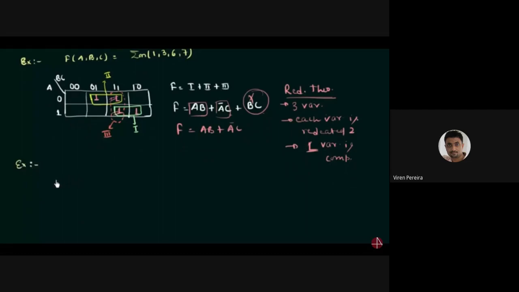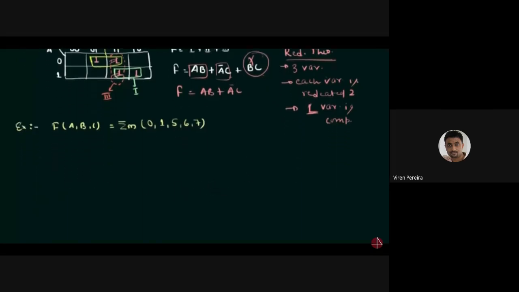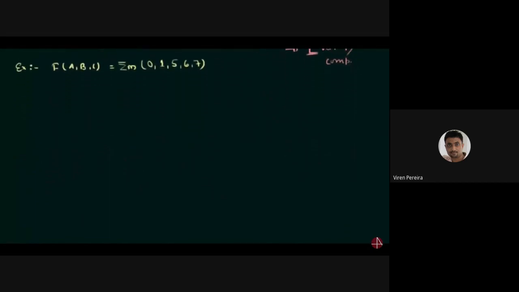And the second example is function f with variables a, b, c equal to summation m 0, 1, 5, 6, 7. So again you can see that 3 variables are involved. So we have to make an 8 cell K map.